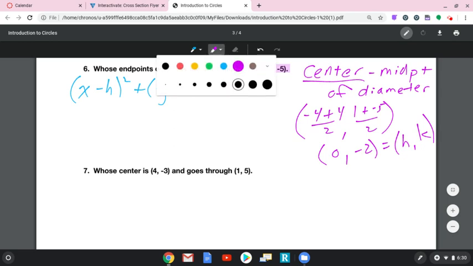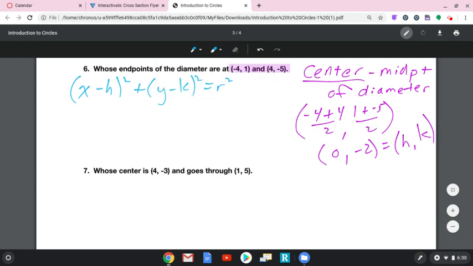Pick one of the points that's on the circle. The endpoints of the diameter give you two points that are on the circle. You only need to work with one now because we have the center. So I'm going to pick that (-4, 1). I'm going to plug -4 in for x, 0 in for h, plus y, I'm going to put 1 in for y, minus a -2 in for k, and solve for r squared. So -4 squared would be 16, plus 1 minus a -2 would be 1 plus 2. That's 3 squared, is 9. That would be equivalent to r squared.